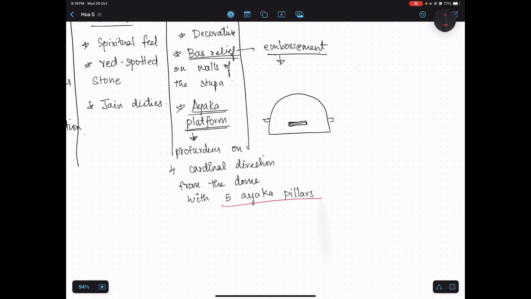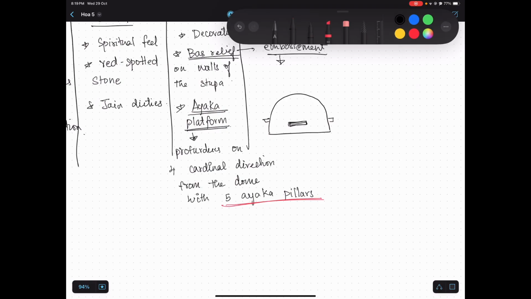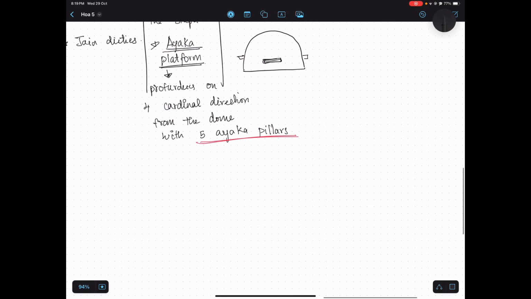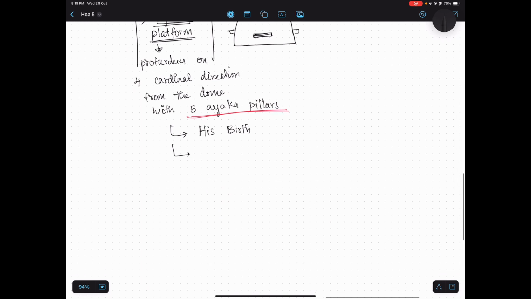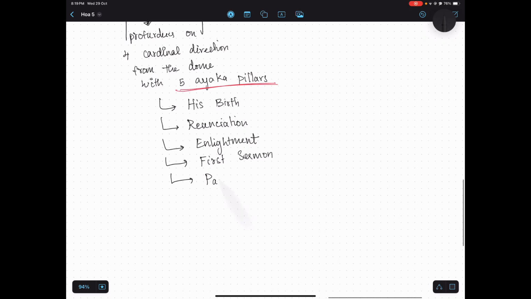Now these 5 Ayaka pillars represent the 5 important events in the life of Buddha, that is his birth, him letting go of his wealth and everything, that is his renunciation, his enlightenment, his first sermon, and finally his death, which they call as parinirvana. And that's about the stupa.